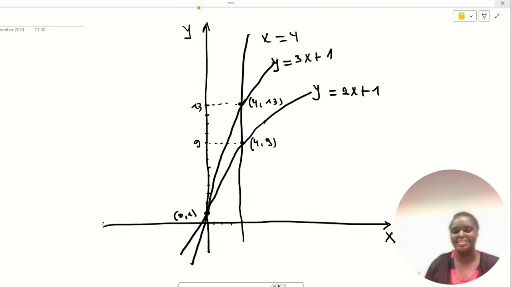Make straight lines. Yes. So that was B. And then for C, they said we should find the area of the region obtained. So, the area bordered by these points. We have point 0, 1, point 4, 9, and point 4, 13. So we need this area.